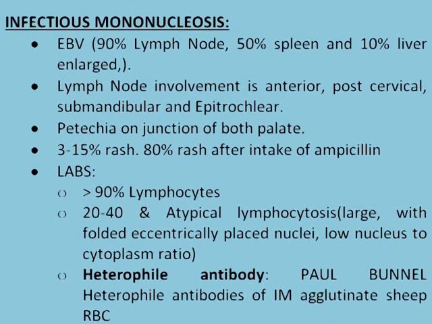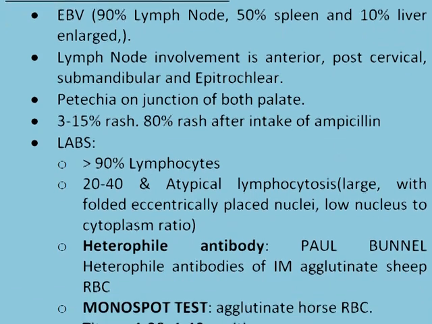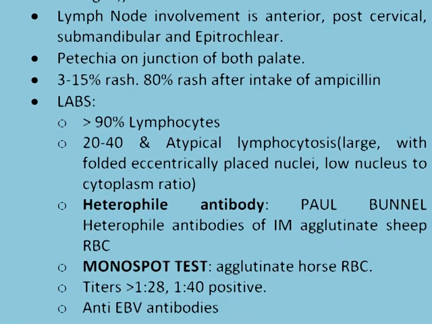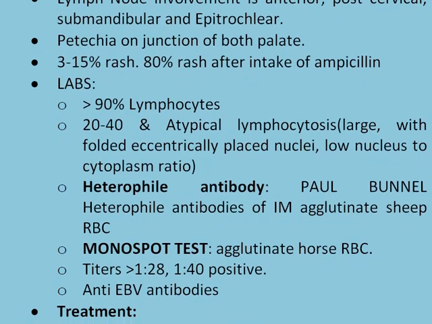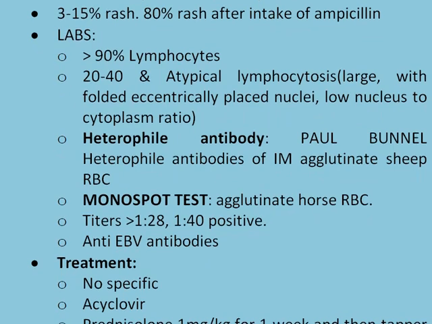On labs, greater than 90% are lymphocytes, with 20 to 40% atypical lymphocytes, which are large with folded, eccentrically placed nuclei and a low nucleus to cytoplasm ratio. The heterophile antibody test, or Paul-Bunnell test, detects heterophile antibodies, often IgM, that agglutinate sheep RBCs. The Monospot test agglutinates horse RBCs. Titers greater than 1:28 to 1:40 are positive.